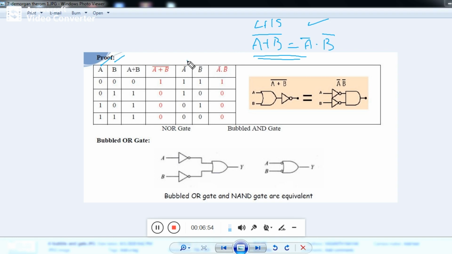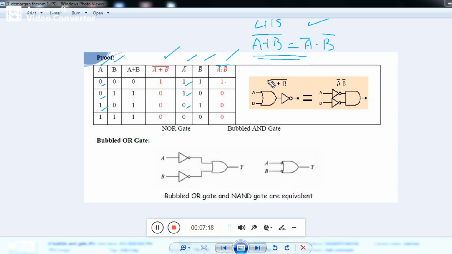First try to find out A bar plus B bar. What is A bar? A is 0, that means A bar is 1. A is 1, A bar is 0. Like that, B bar. And find out A bar into B bar. Now you can see this column is equal to this column. That means we have proved the theorem.